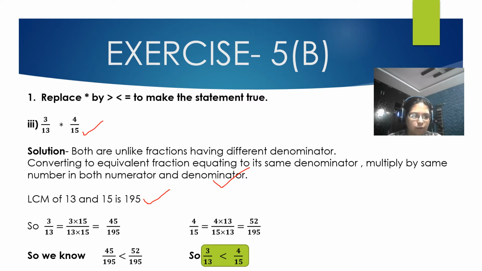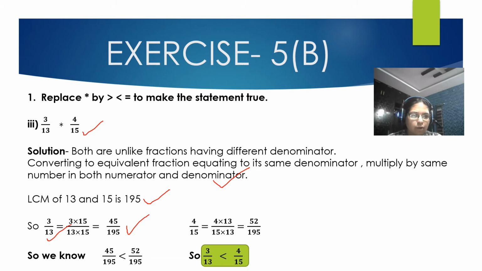We know 13 multiplied by 15 is 195. So we have to multiply the number 15 with both numerator and denominator of the fraction 3 divided by 13. So multiply 3 with 15, divided by 13 with 15. 3 multiplied by 15, we get 45, and 13 multiplied by 15 is 195. So we get 45 divided by 195. This is the equivalent fraction of 3 divided by 13. 3 divided by 13 and 45 divided by 195 are both equivalent fractions.